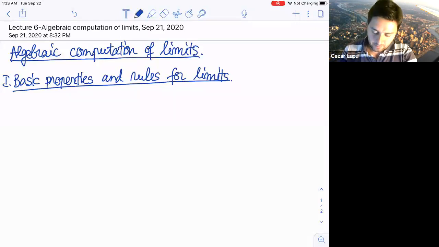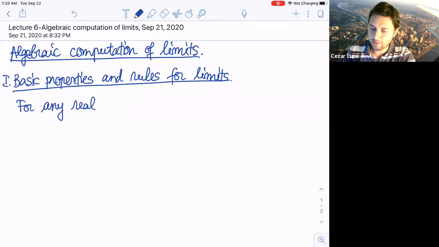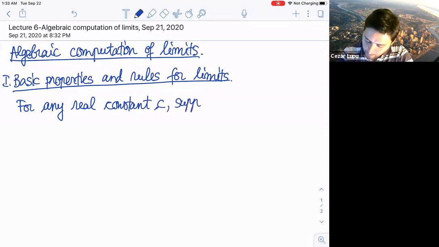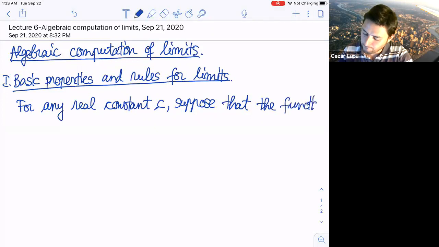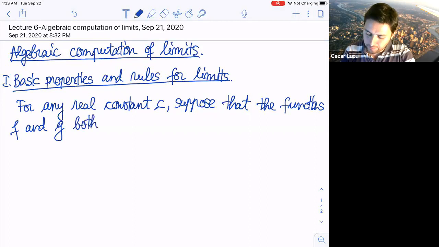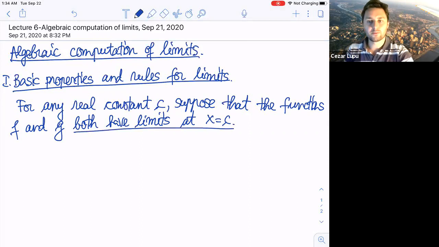And the first, before we start, for any real constant, let's say C, real constant C, suppose that the functions f and g both have limits at the point C, at x equals C. So this is our assumption. So we suppose this.